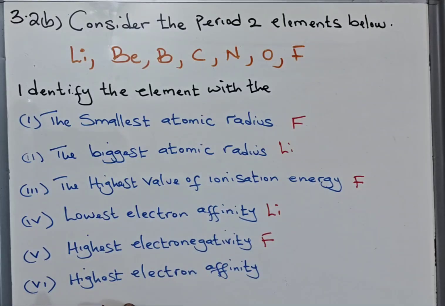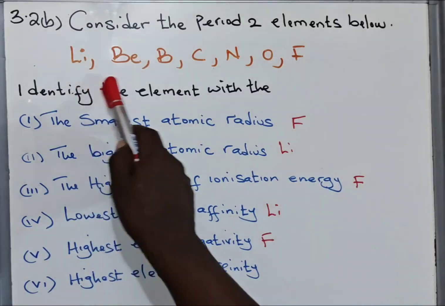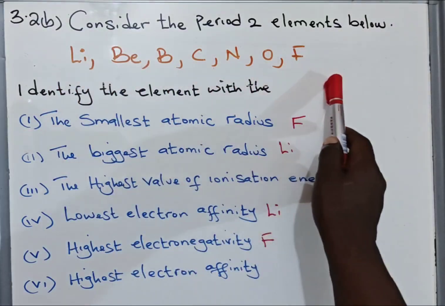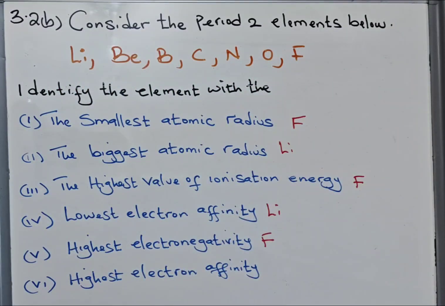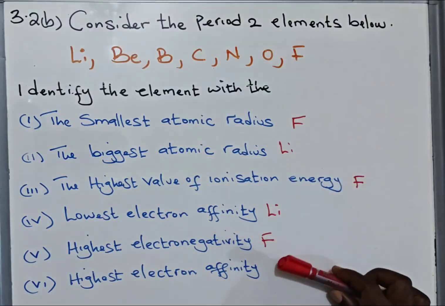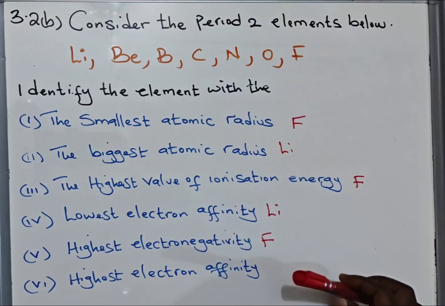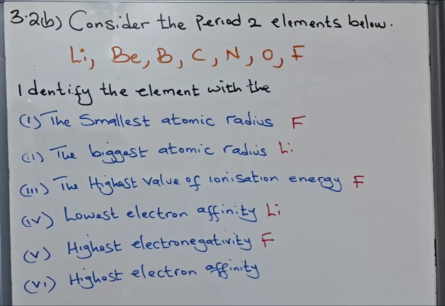Then lastly, we'll come here, highest electron affinity. Yes, the love for electrons. Which of these atoms will attract electrons strongly? The answer is the smallest. Because you have to know that smaller atoms means that the influence of the positive charge in the nucleus is stronger. So the answer here is going to be fluorine.